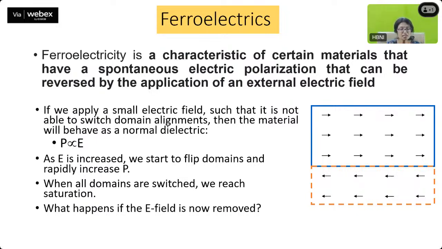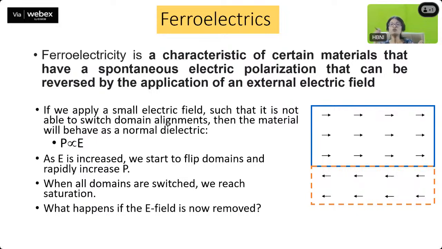So getting into the details, what is this? You apply a very small electric field. It is so small that you are not able to switch the domain alignments. In that case, the material will behave as a normal dielectric, so the polarization is directly proportional to the applied electric field. Now you keep increasing this E. What happens? Your domains start flipping and your polarization value is going to increase rapidly. Now, when all the domains are switched, we will reach a saturation.